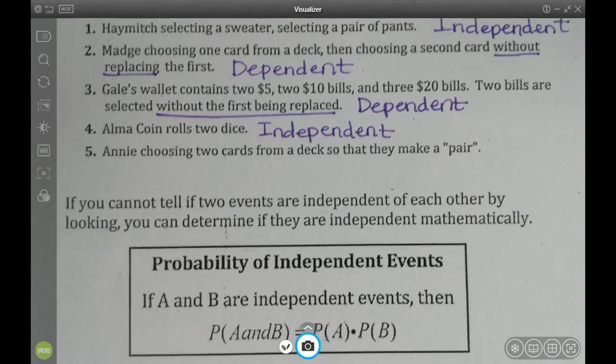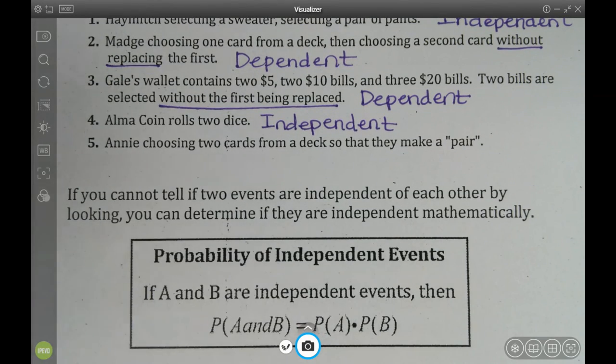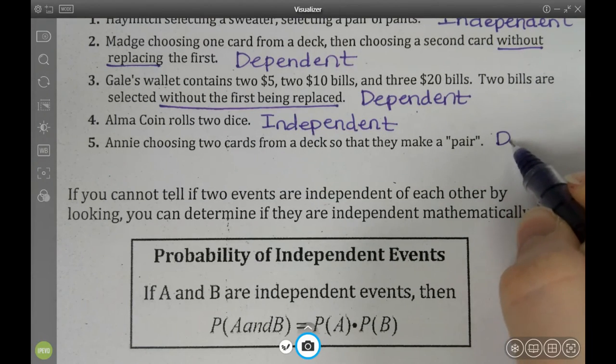Annie choosing 2 cards from a deck so that they make a pair. When you pull one out and you go to select the second one, does it matter what you chose the first time? I'm going to go with yes, because once you take one out, how many cards are left? 51, and you need one other to make a pair, so that is dependent.